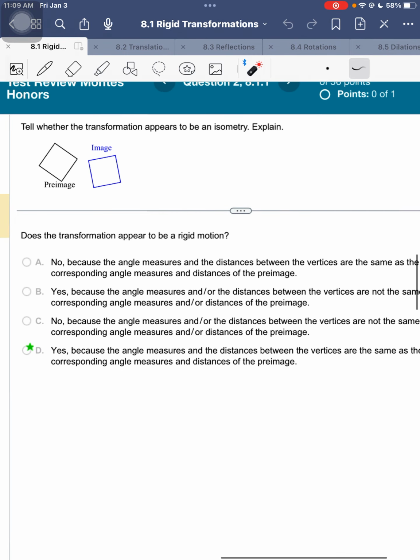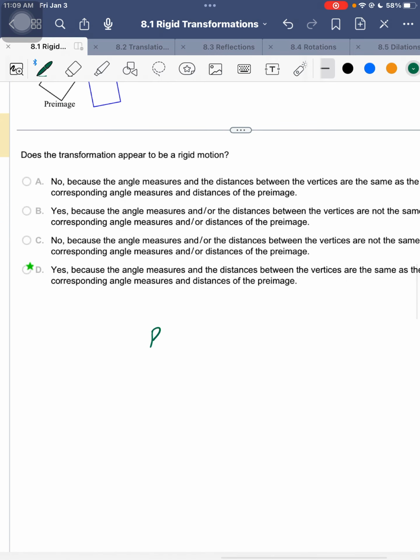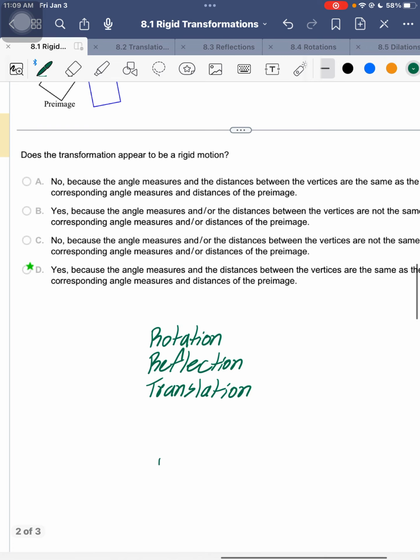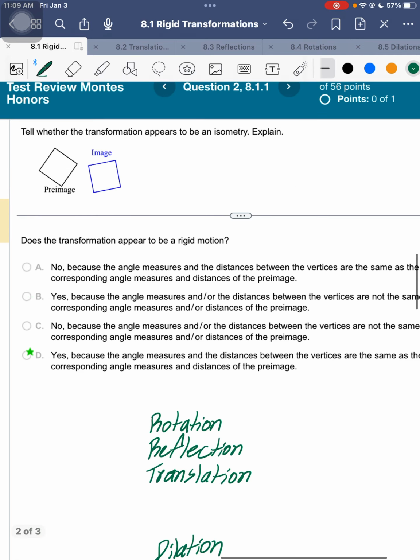So remember that the rigid transformations include rotation, reflection, and translation. Okay? The one that is not a rigid transformation is the dilation. Okay? So if something rotates, reflects, or translates, then it is an isometry. It is a rigid motion.